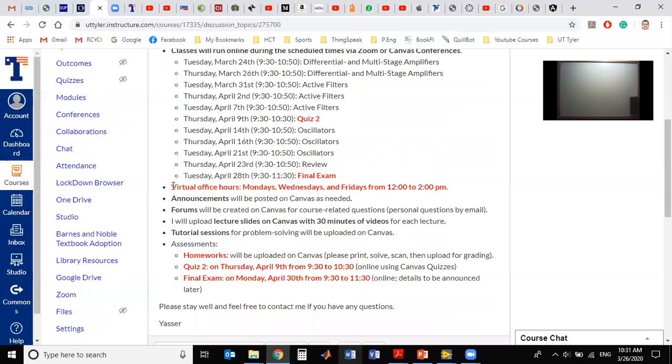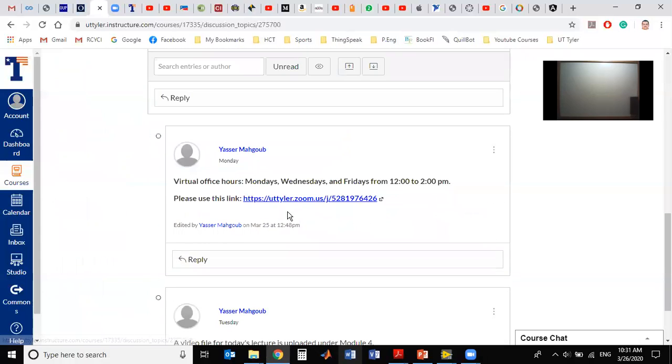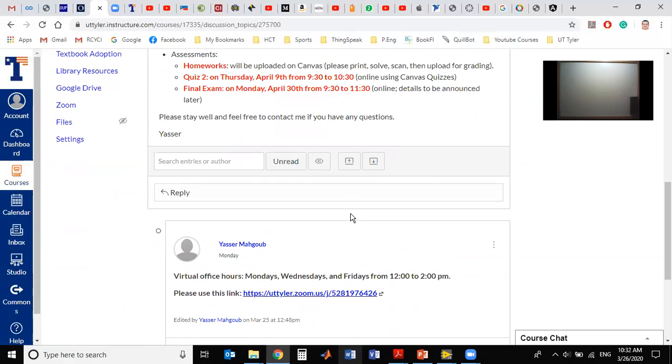Also, as I mentioned before, I will be available every Monday, Wednesday, and Friday from 12 noon to 2 p.m. These are the virtual office hours. It's first come, first served, so it's open for all the students from different courses. Please utilize this if you have any questions or anything that's not clear. If you go down here, you'll find the link for the Zoom ID. Just click this link and open Zoom, and you can join this office hour.